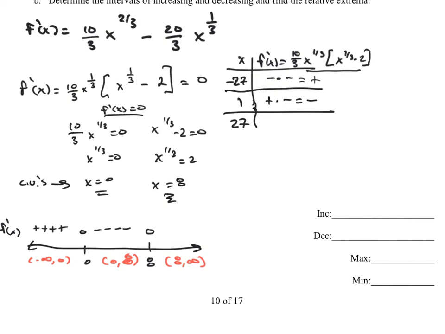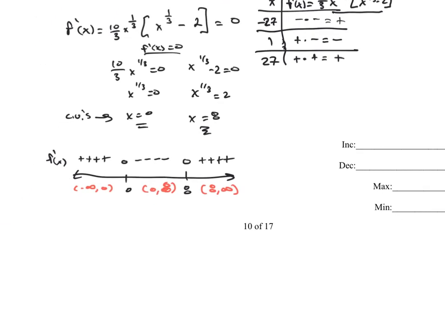Go to our third interval, the number 27. Cube root of 27 is positive times 10/3 is positive. Cube root of 27 is 3 minus 2 is positive, and a positive times a positive is positive. Anywhere my derivative is positive, my function is increasing. So that's on negative infinity to 0 and 8 to infinity. Anywhere my derivative is negative, that's decreasing, so that's 0 to 8. First derivative test says it is defined there. It changes from increasing to decreasing at x equals 0. That's a maximum. First derivative test says it is defined there, and it changes from decreasing to increasing at that point when x equals 8. That must be a minimum.